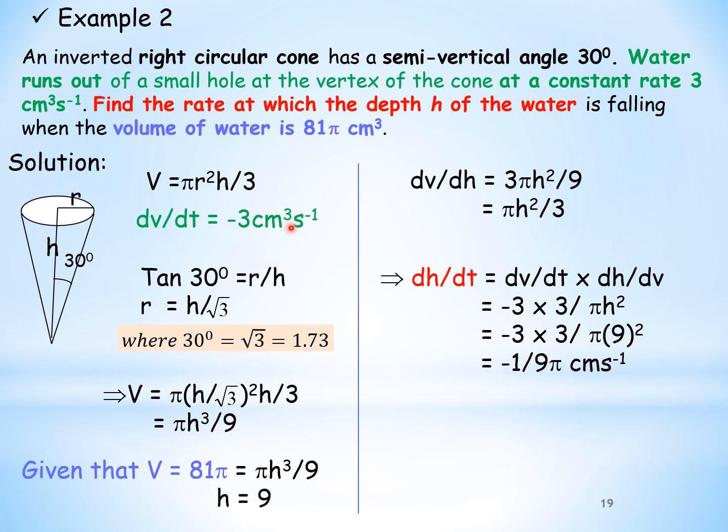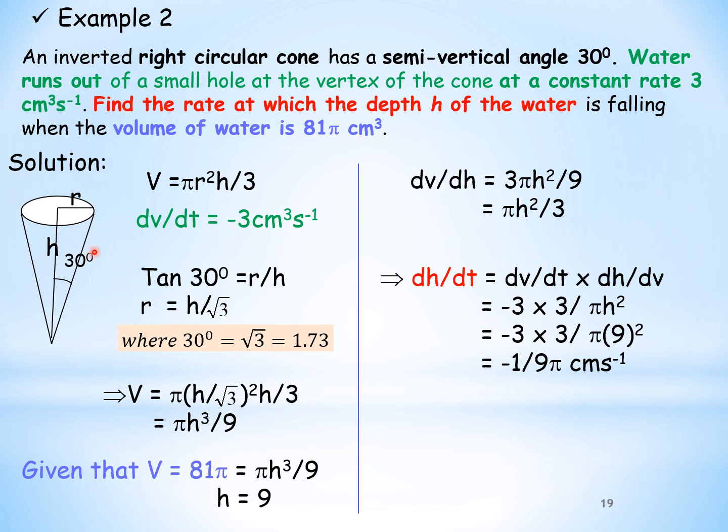Okay, kenapa negatif? Sebab dia keluar. Air tu keluar, mengalir keluar. So dia negatif. Air tu berkurang. Means kalau berkurang, decrease. Decrease mean the rate is decreasing, means negative. So you have to put negative over here.